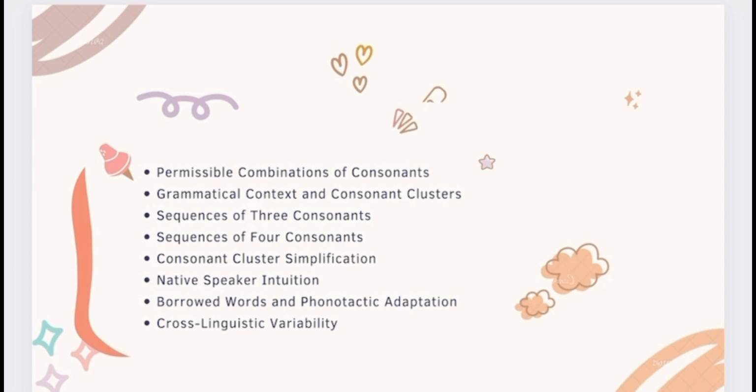Borrowed words and phonetic adaptation. Borrowed words may have non-English sequences but are usually adapted to conform to English phonetics. For example, psychology becomes. Cross-linguistic variability: while certain sequences are not possible in English, they may be found in other languages.